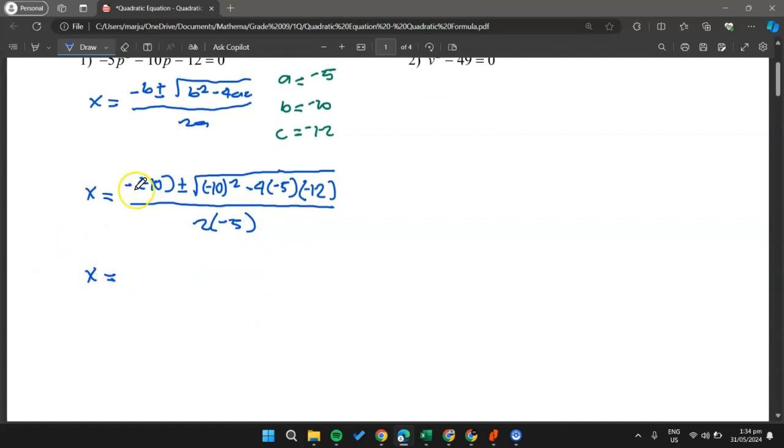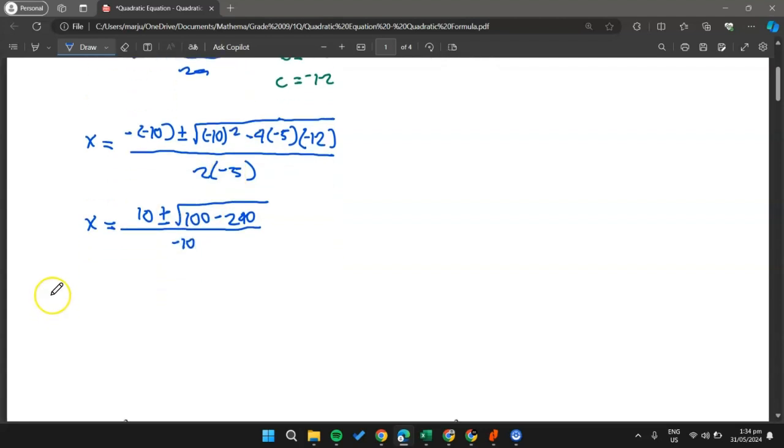So x is equal to negative of negative 10, that is 10, plus minus, we have the square of negative 10, that is 100. And then we will do negative 5 times negative 12, that is 60, times 4, that is negative 240, all over 2 times negative 5, that is just negative 10. And then we are just going to simplify further. So we will now have x equals 10 plus minus, what is 100 minus 240? This is just equal to root of negative 140.